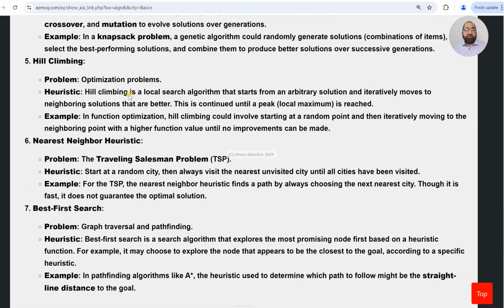Then hill climbing is a local search algorithm that starts from an arbitrary solution and iteratively moves to neighboring solutions that are better, okay, until a peak is reached. So basically, with hill climbing, the objective is to go towards the global optimum, of course, but how to ensure that? It could involve starting at a random point and then iteratively moving to the neighboring point. There's no guarantee of optimality.